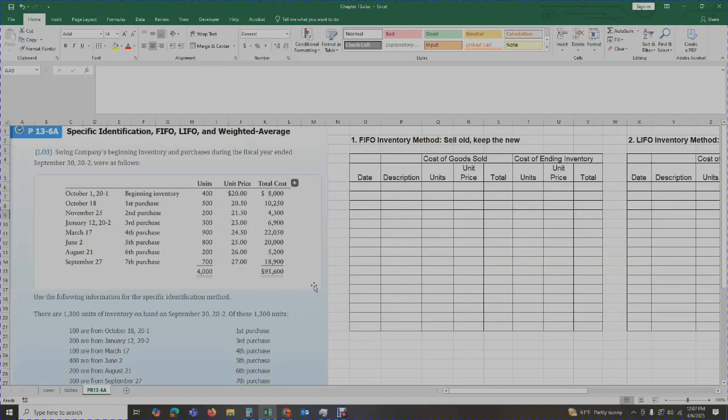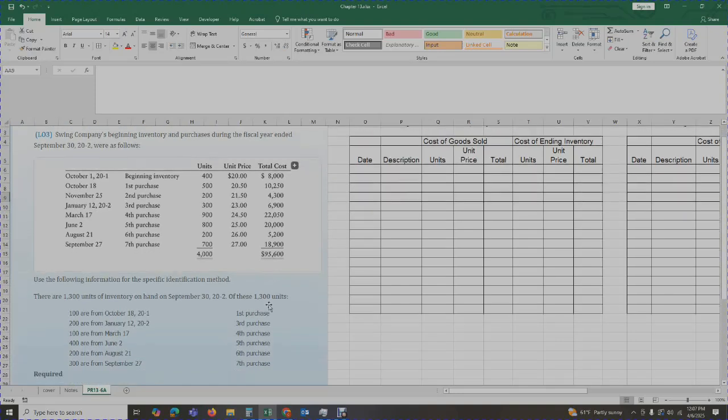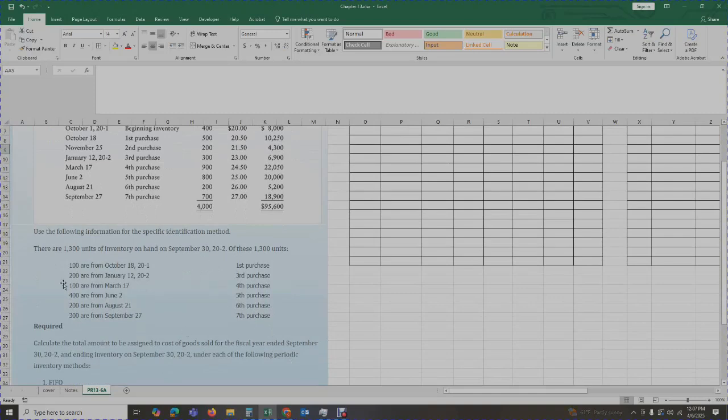Okay. So, like I said, the problem is a little bit long. We are going to be doing specific identification, FIFO, LIFO, and weighted average. So we've got Swing Company's beginning inventory and purchases during the fiscal year ended September 30th as follows. So they give you the beginning balance and then the different purchases made throughout the year. Okay, at the end of the year, we've got 4,000 units that we've purchased at a cost of $95,600. It says use the following information for specific identification.